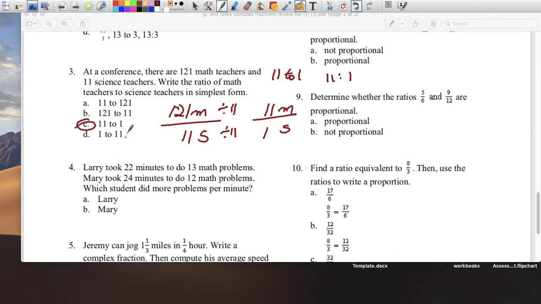Okay, which is different than 1 to 11. So please remember, it's math to science. And that's your answer.